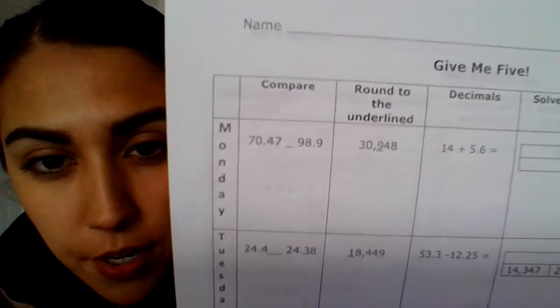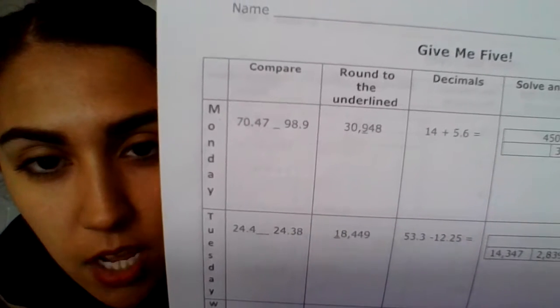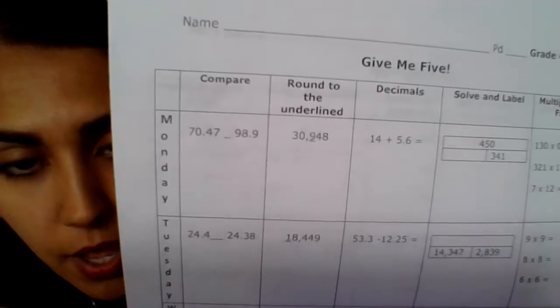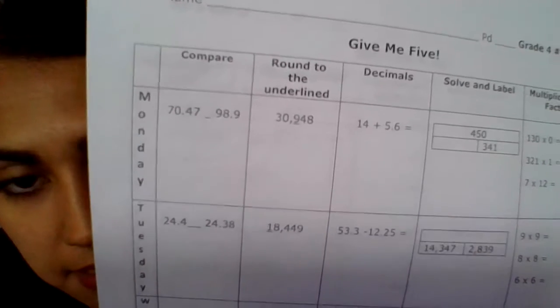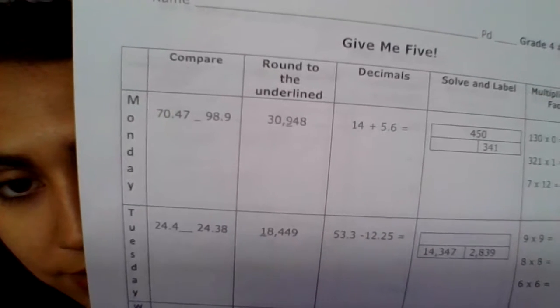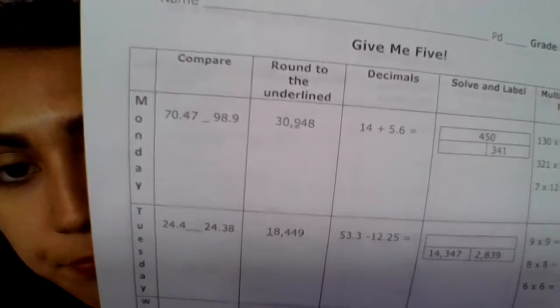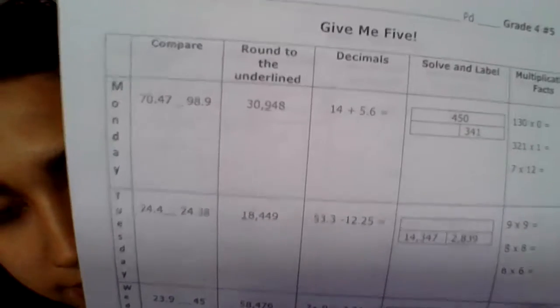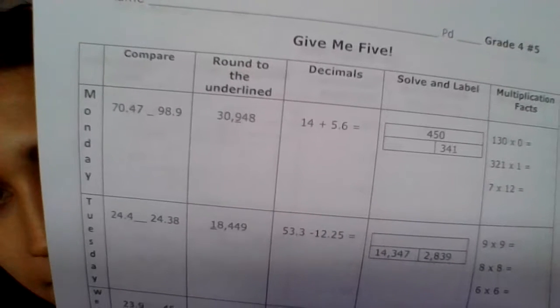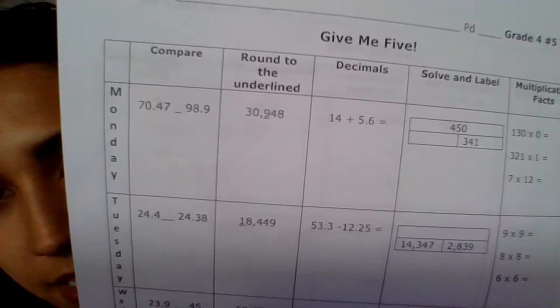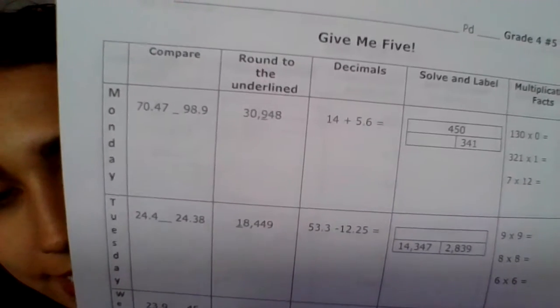Now let's get started. On Monday, they're wanting us to compare 70 and 47 hundredths compared to 98 and 9 tenths, okay? When we're dealing with decimals, I like to think of money. So 70 and 47 hundredths is the same thing as saying $70.47, okay? 98 and 9 tenths, that's the same thing as saying 98 and 90 cents.